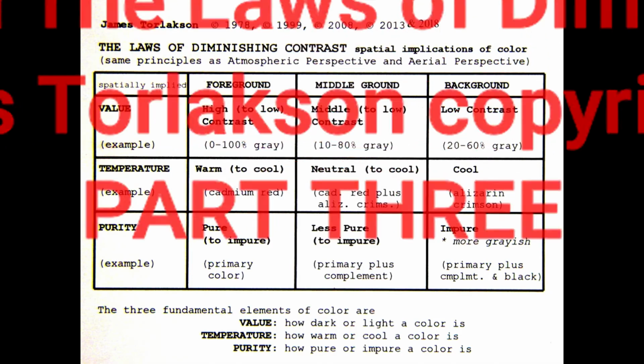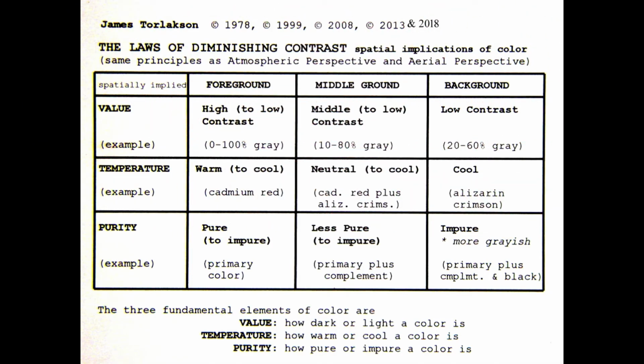So here we go to the laws of diminishing contrast, which has to do with the spatial implications of color. And the laws of diminishing contrast is a term that refers to the same principles as atmospheric perspective or aerial perspective. All three of those are the same thing.